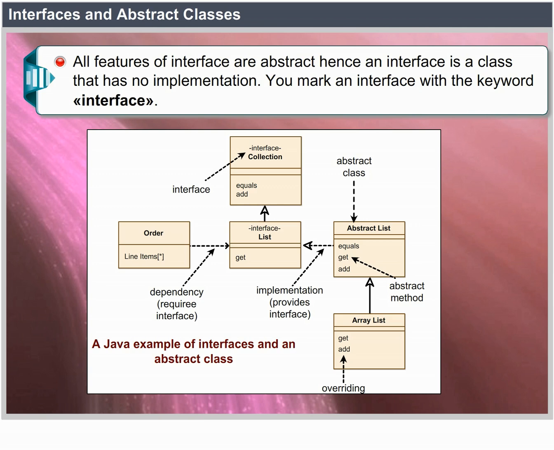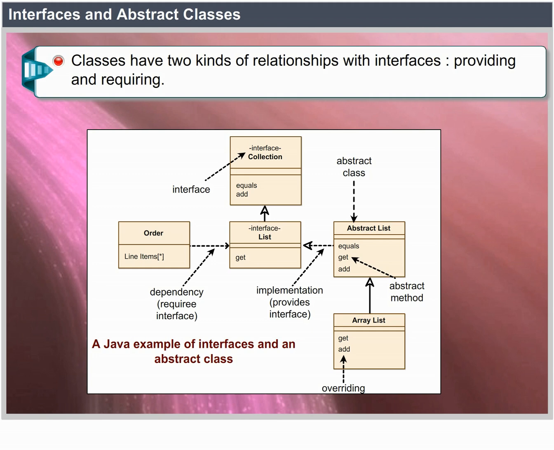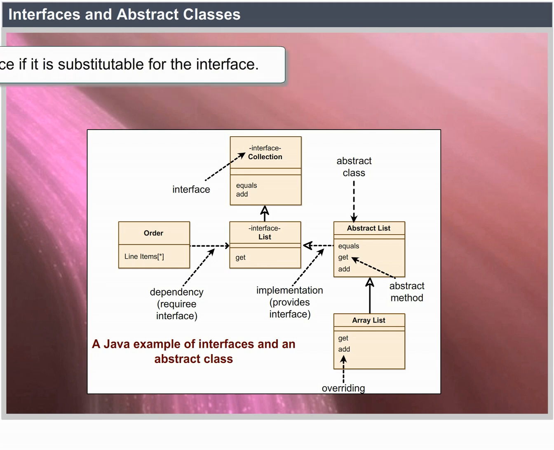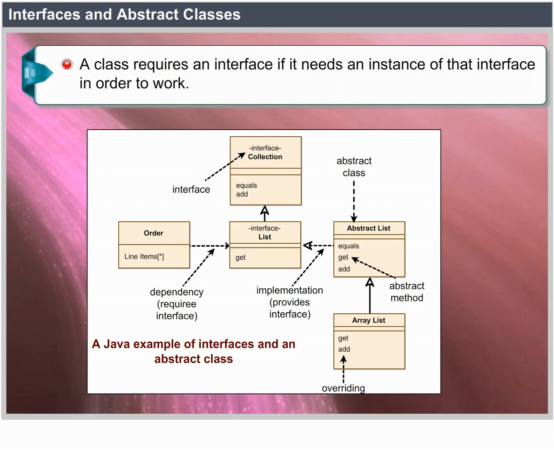All features of an interface are abstract, hence an interface is a class that has no implementation. You mark an interface with the keyword interface. Classes have two kinds of relationship with interfaces, providing and requiring. A class provides an interface if it is substitutable for the interface. A class requires an interface if it needs an instance of that interface in order to work.